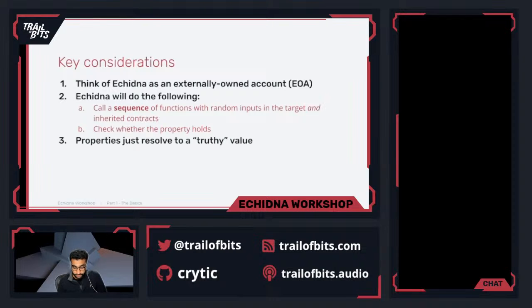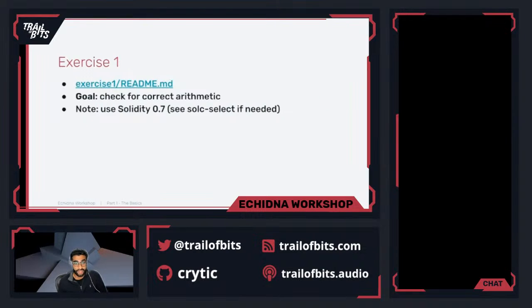Okay, so I'm going to move over to my VS Code in a sec, and we're going to look at exercise one together. The goal for exercise one is to check for correct arithmetic. We're going to be using Solidity 0.7, which will provide you a hint as to what we're going to be looking for. But let's go ahead and check out the README and see what we need to do.